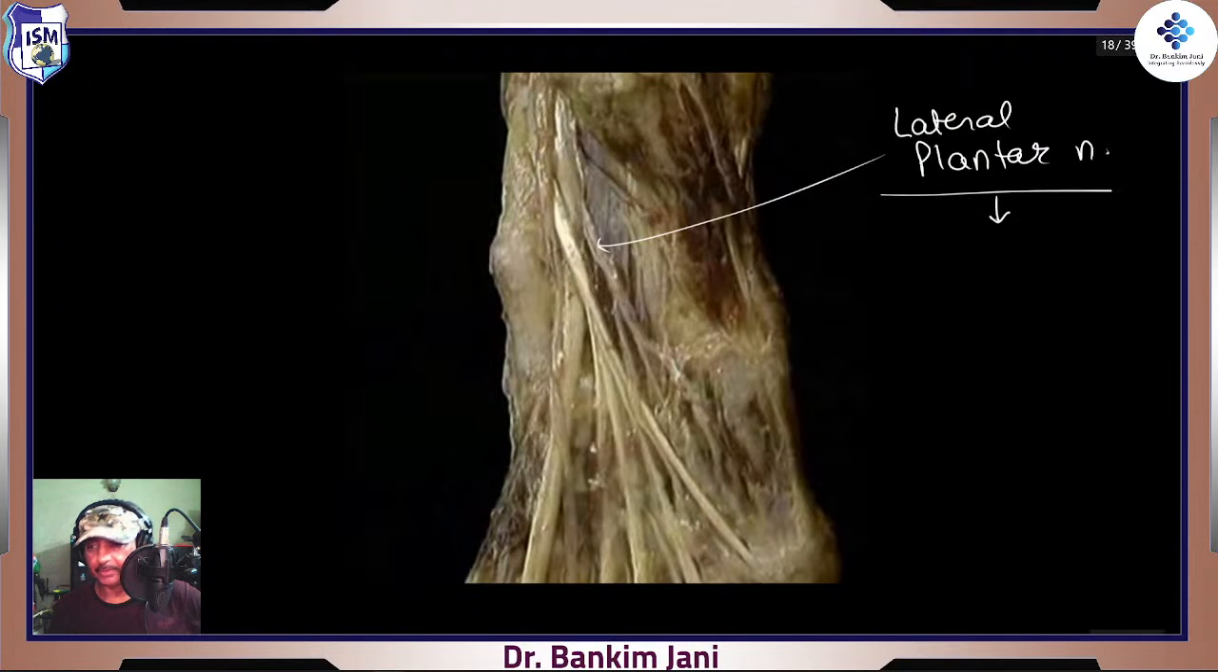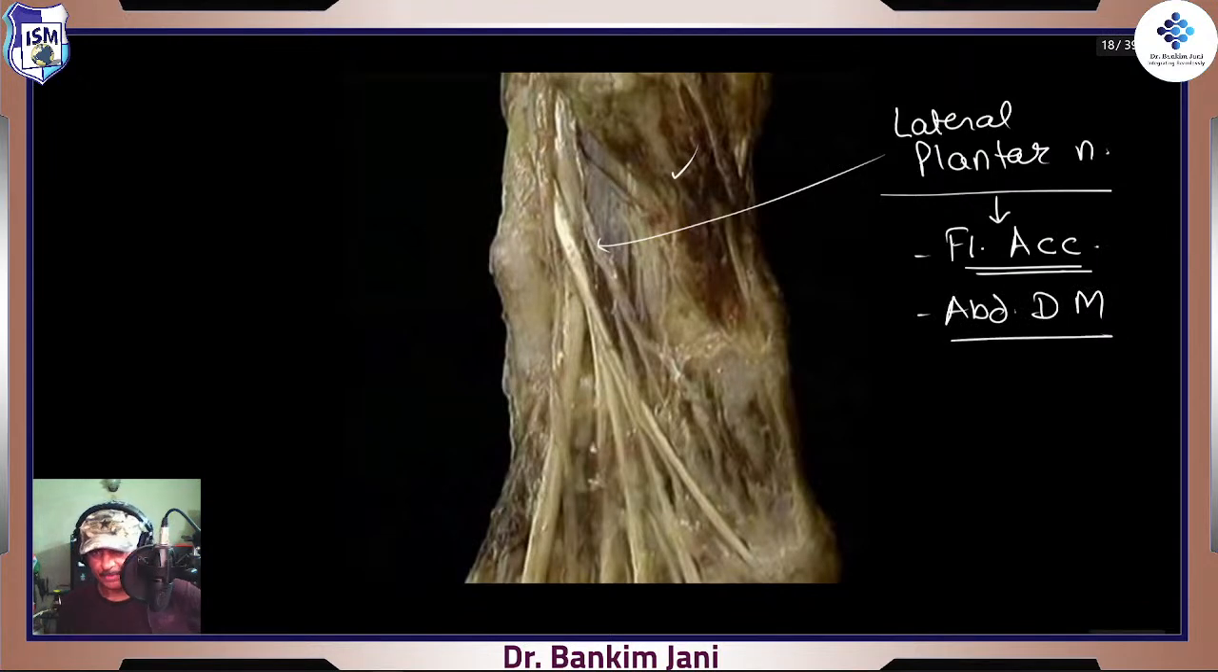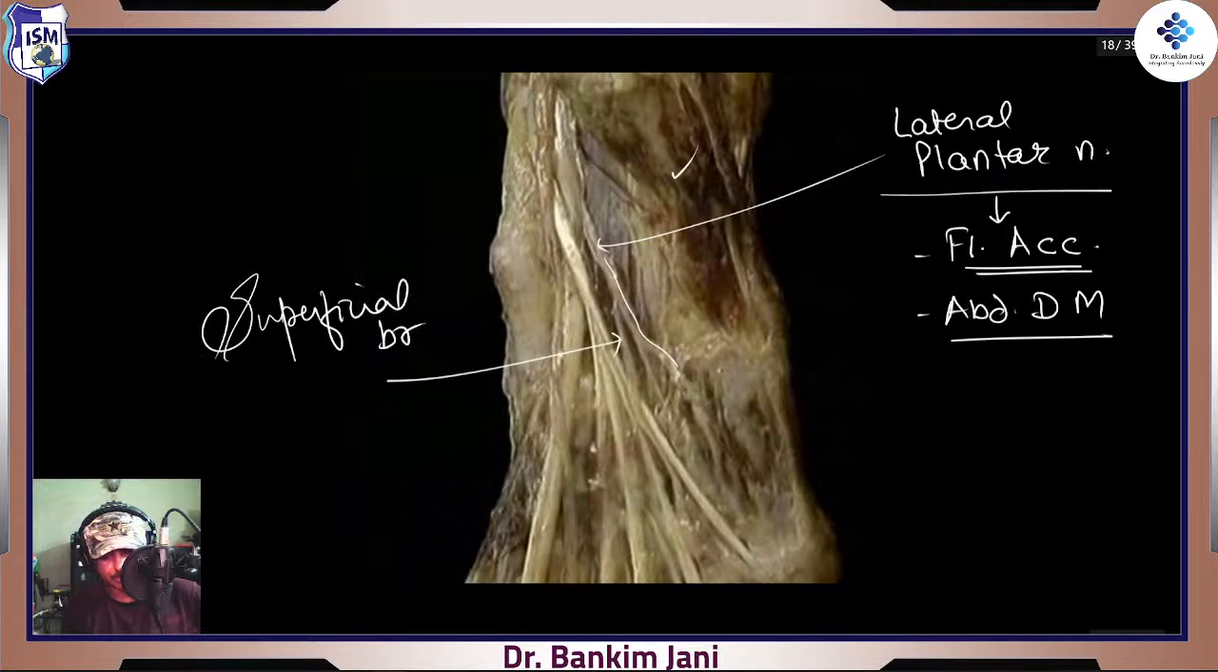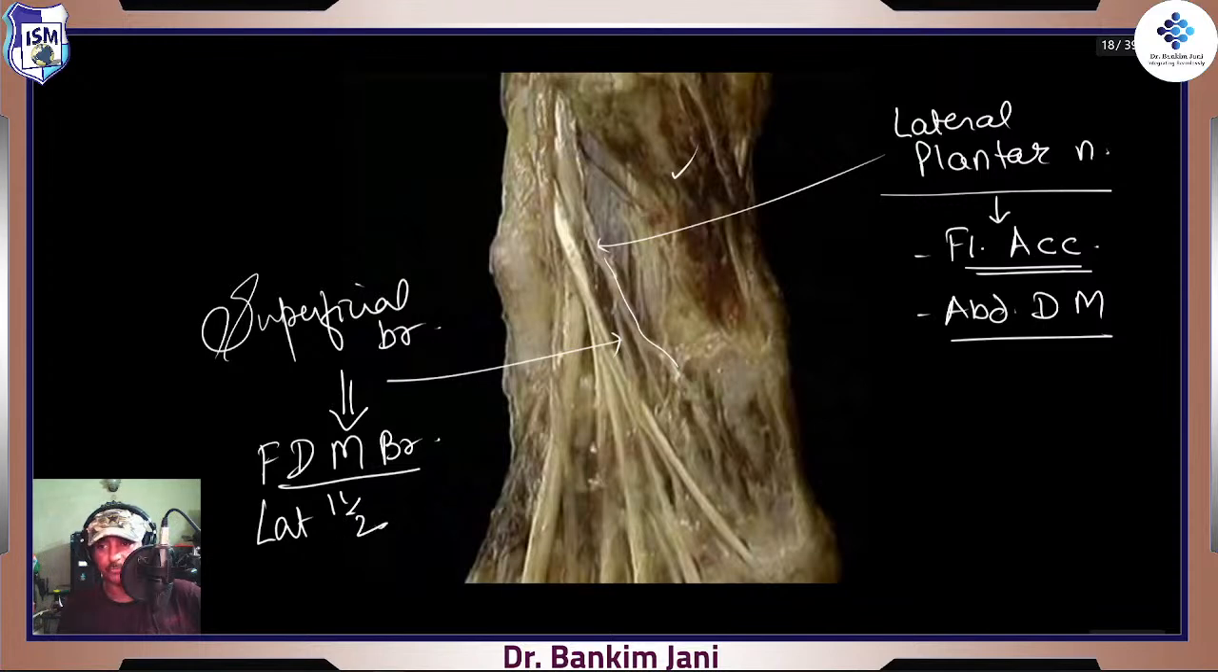And this will be giving supply to flexor accessorius, right? It will be giving supply to abductor digiti minimi, and then see, that's how it is going all the way. And this small branch, that is the superficial branch. This will be supplying flexor digiti minimi, which was also called flexor digiti minimi brevis. We talked about the medial 3.5. So this is what supplies the lateral 1.5 of the sole, because we are watching the sole.